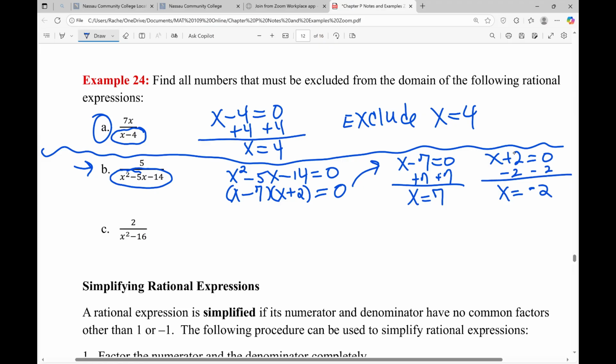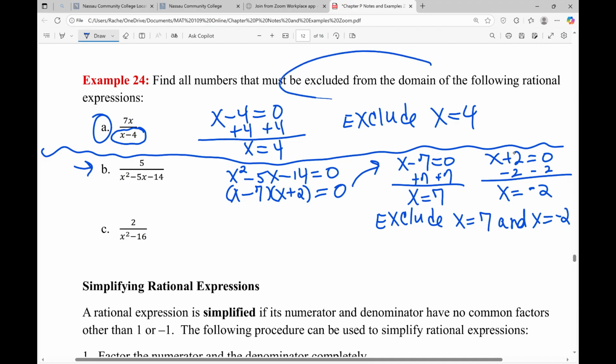So if x was equal to 7 and if x was equal to -2, when I plug those into the denominator of my fraction, I'm going to get 0, which is no good. We can't divide by 0. So we need to exclude x equals 7 and x equals -2 from the domain, because that's what we're trying to figure out. What should be excluded from the domain?